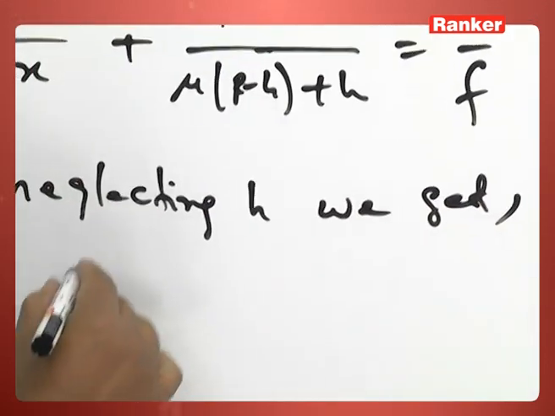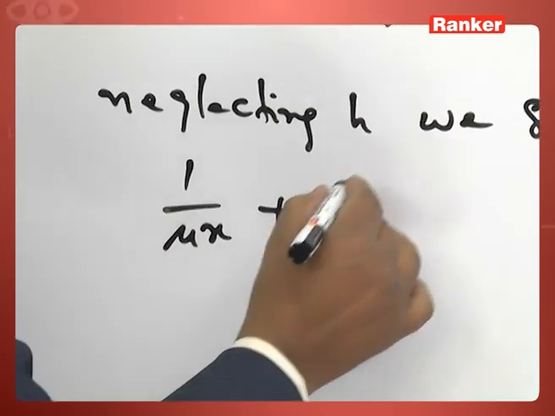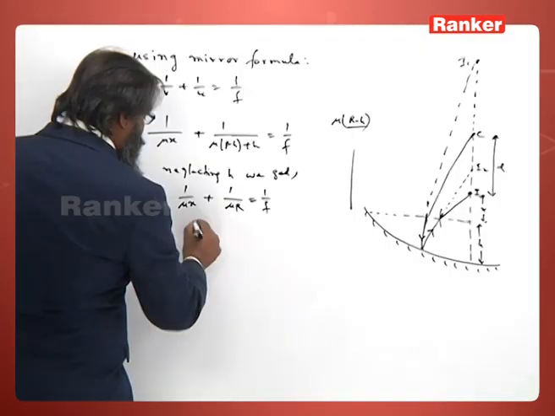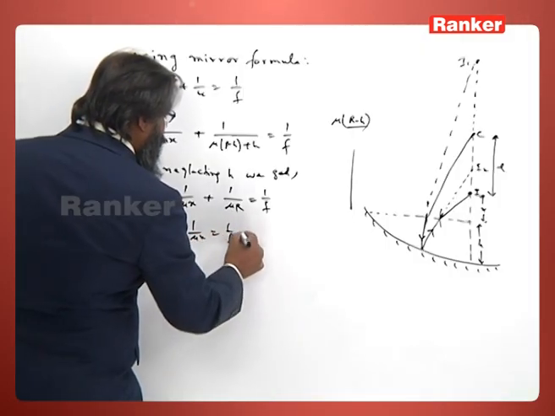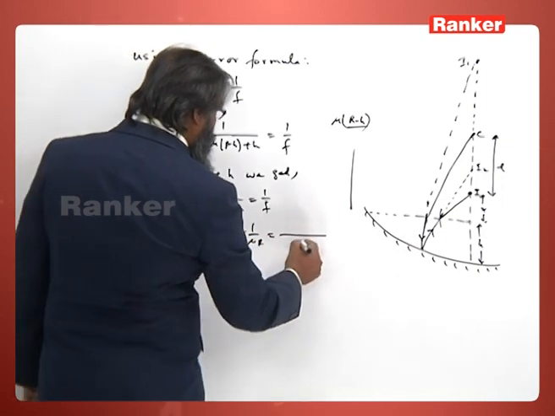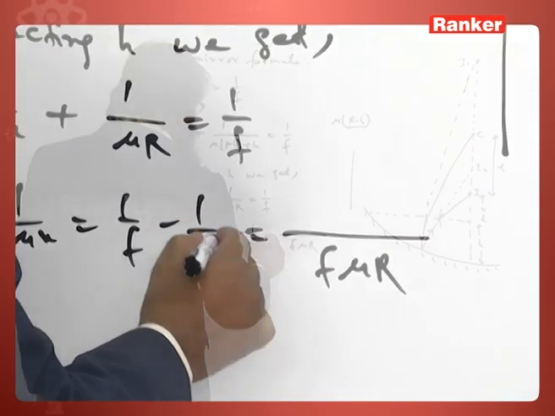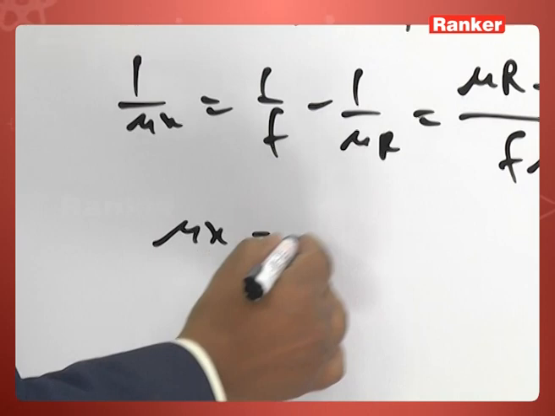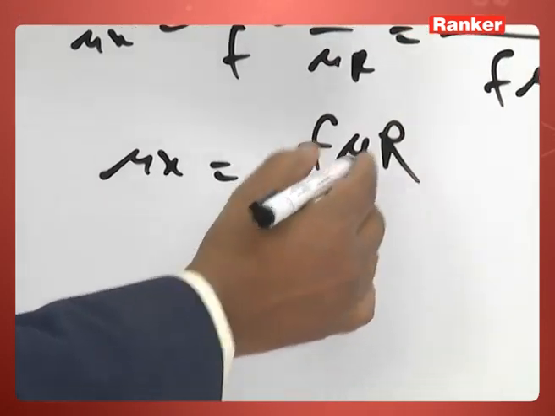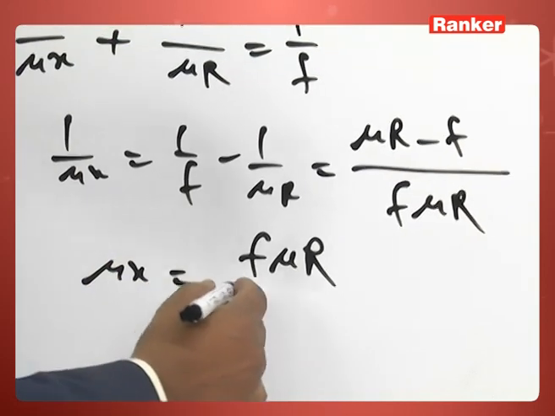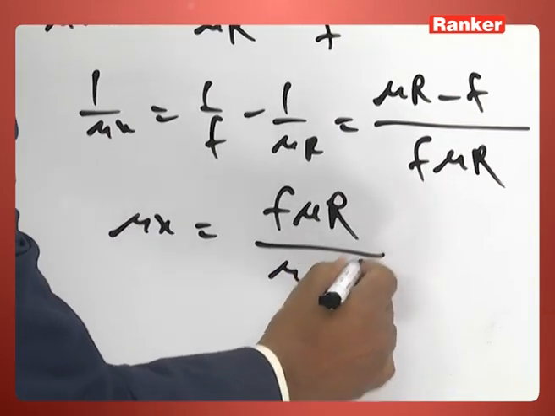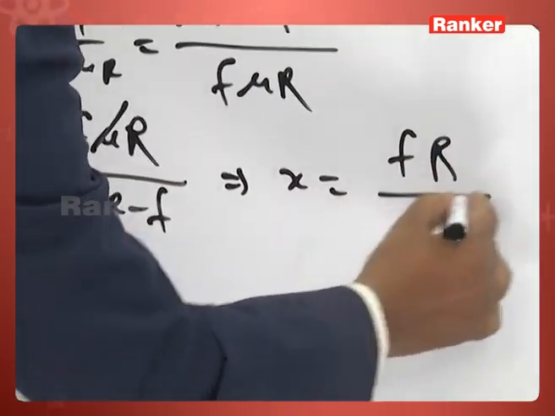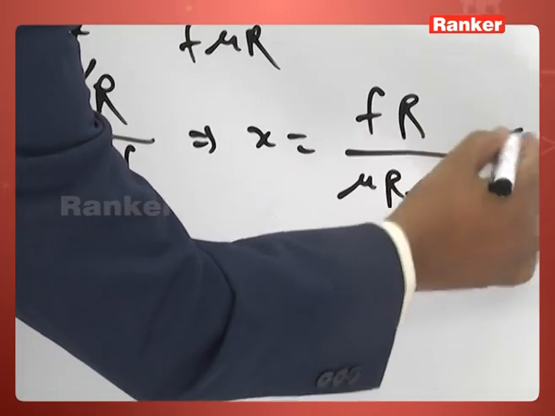We get 1 by mu x plus 1 by mu r is equal to 1 by f. So 1 by mu x is equal to 1 by f minus 1 by mu r, that is equal to (mu r minus f) by f times mu r. So mu x becomes f mu r divided by (mu r minus f). This mu will be cancelled out, so mu cancels, which implies x is equal to f r by (mu r minus f).